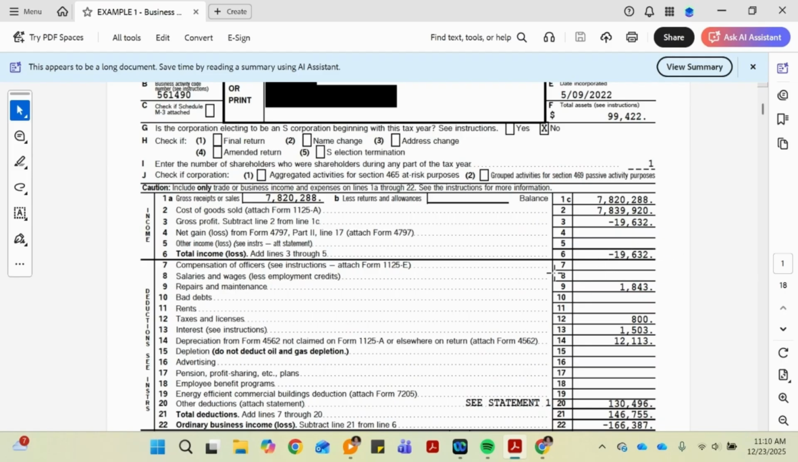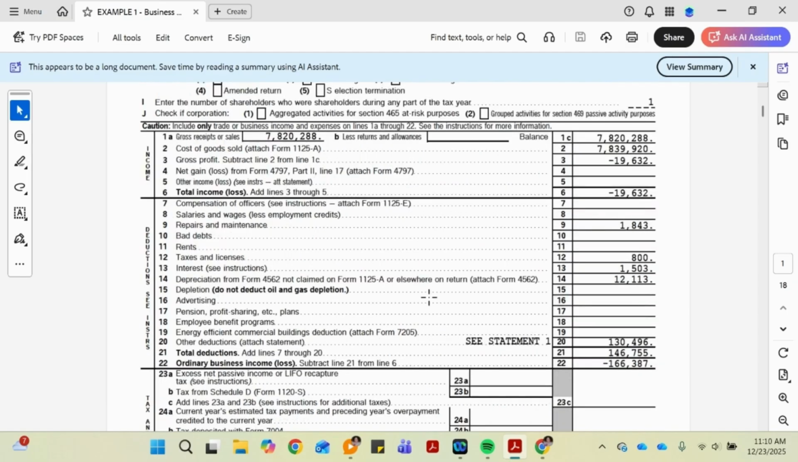Line 7, I normally check that to see if they pay themselves. Compensation of officers is normally where they put the line if they give themselves a W-2 or pay themselves a salary. That would be on this line and you can use that income. But we have nothing on that line. So we don't really look at the other deductions until we scroll down to depreciation or depletion. These numbers right here, line 14 and 15, that is income that you can add back.